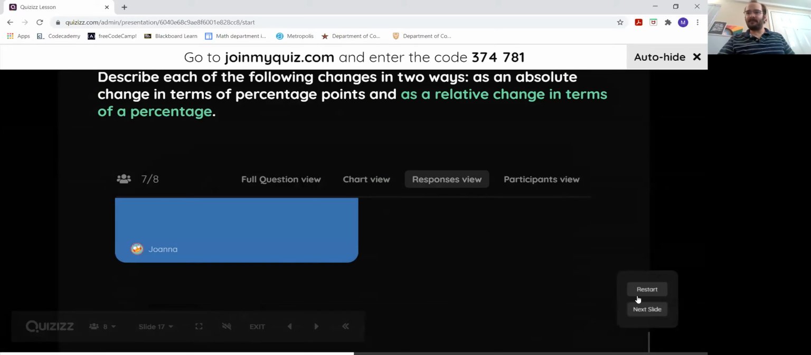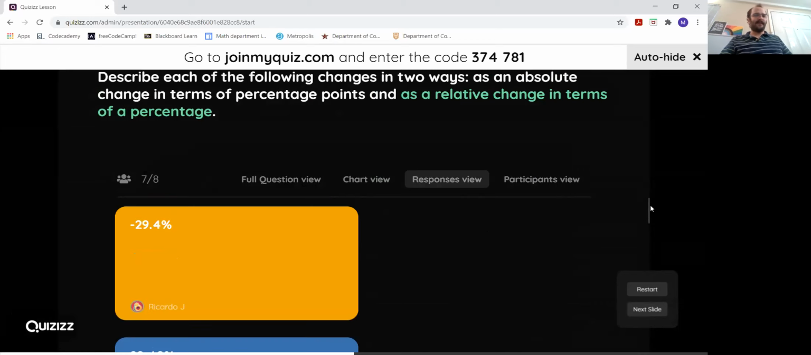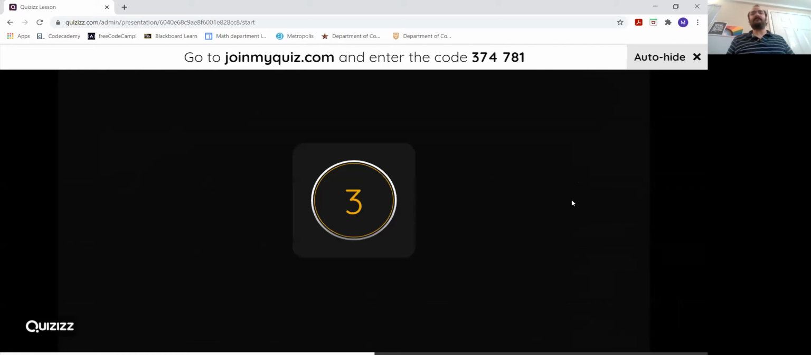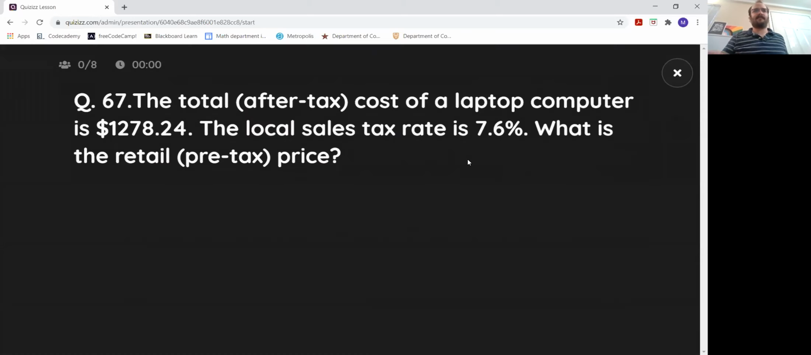What are y'all saying? Ooh. Yeah, so probably divide by the other one. Should divide by that 50. So you got to figure out the right reference value.